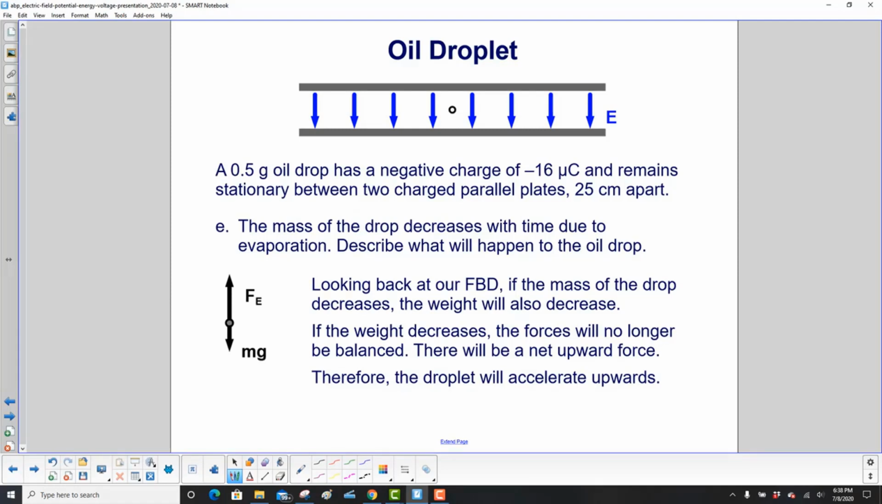So what will happen to the oil drop? We check out our free body diagram. If the mass of the drop decreases, the weight will also decrease. The charge is staying there pretty much, so that's going to be a constant. So if our weight decreases, the forces are no longer balanced, and there will be a net upward force, so the droplet will accelerate upwards.